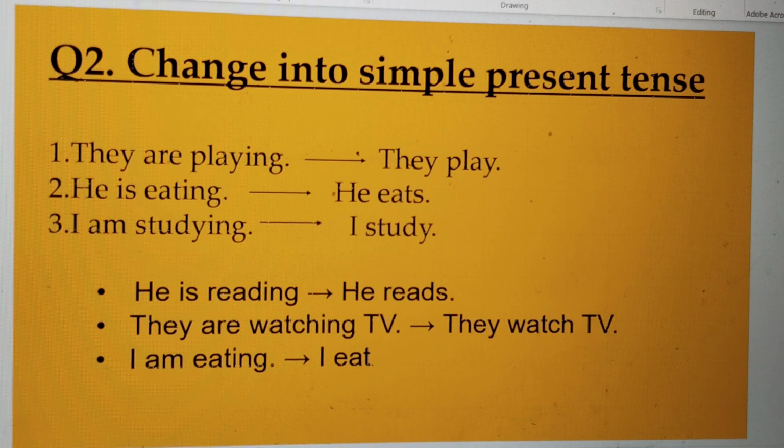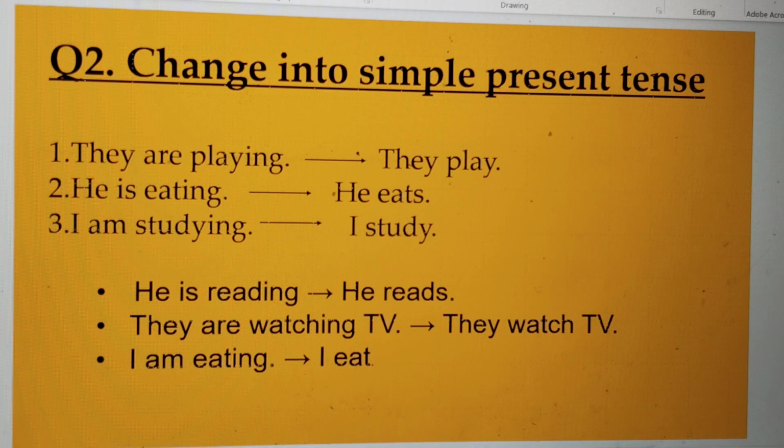They are playing. It's a simple continuous tense. Continuous means the work is going on. They are playing. Now if I have to change it into a present tense, we will say they play. So we will remove are from the sentence and ing from the verb.